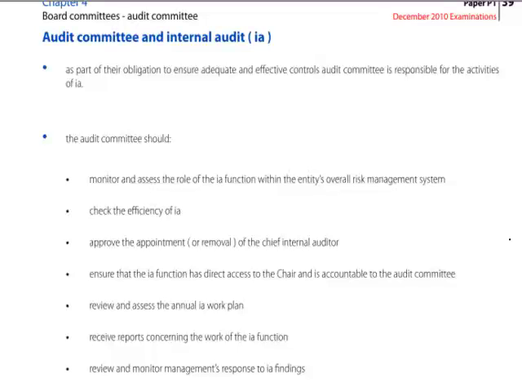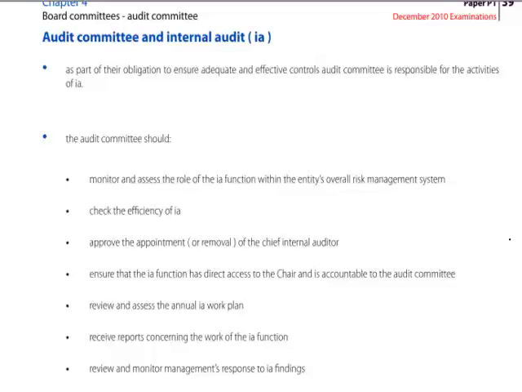They will approve the appointment or removal of the chief internal auditor. The Audit Committee will approve the appointment and or removal of the chief internal auditor. They'll ensure that the internal audit function has direct access to the chair and is accountable to the Audit Committee.